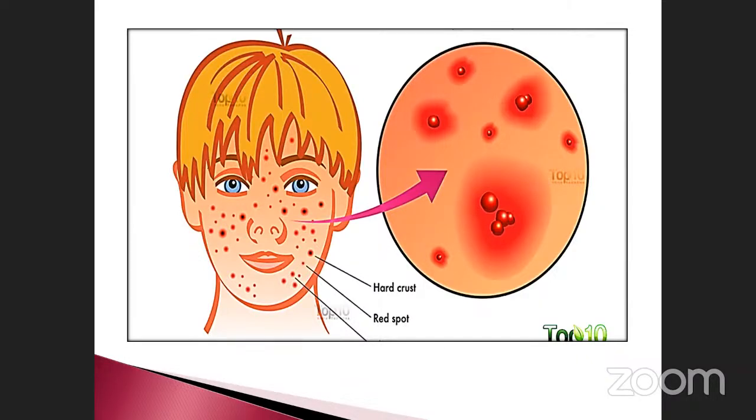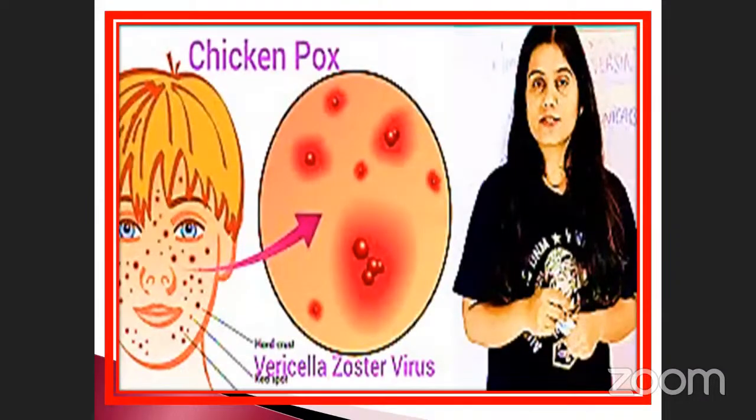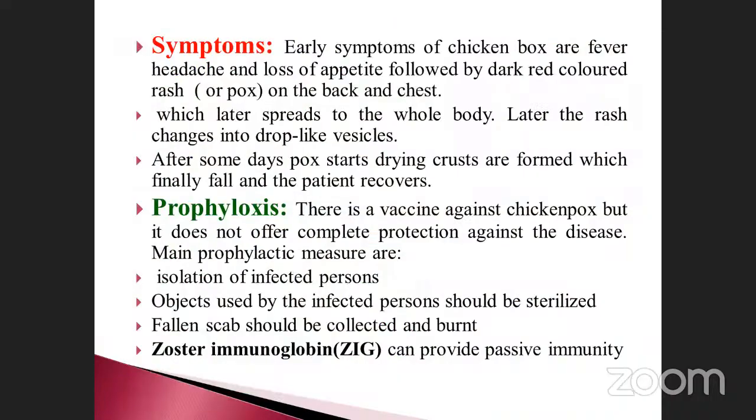Okay, so these are the symptoms. See, the chickenpox varicella zoster virus is also there. So how will chickenpox be spread? Through the affected person to the contaminated, that means healthy persons. The early symptom of chickenpox is fever. First fever comes, and headache and loss of appetite, followed by a dark red colored rash.